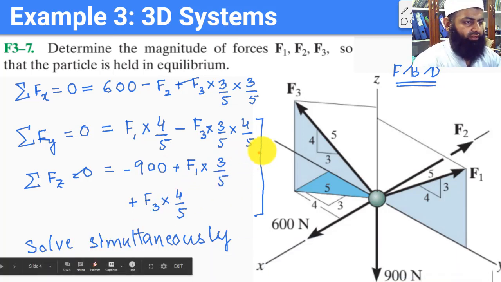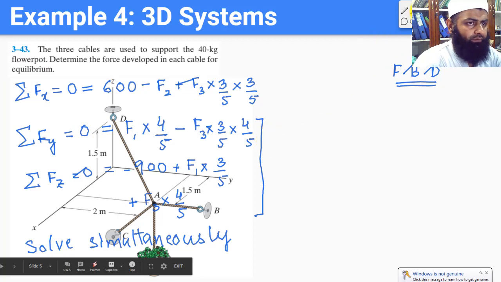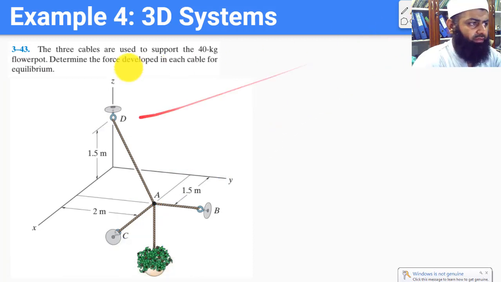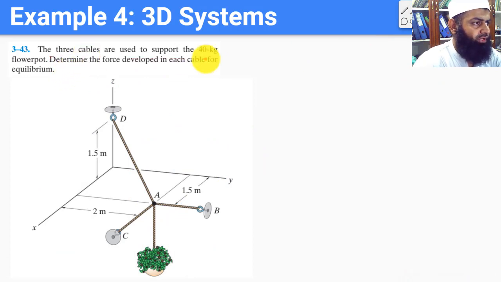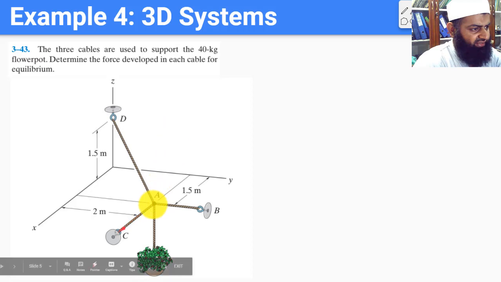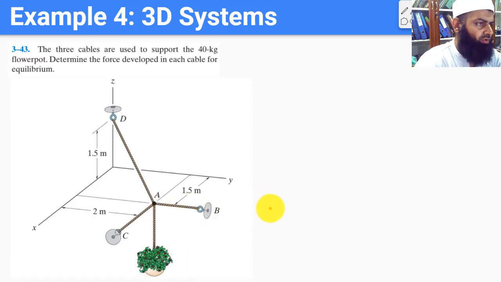So now we look at another example. In the second example, we have three cables which support a 40 kilogram flower pot, and we want to determine the force developed in each of the cables. So we have this cable AD, this other cable AC, and this third cable AB, and all of these three cables support this load of 40 kilograms, which is the load of the flower pot. So we want to find the force in each of these cables.